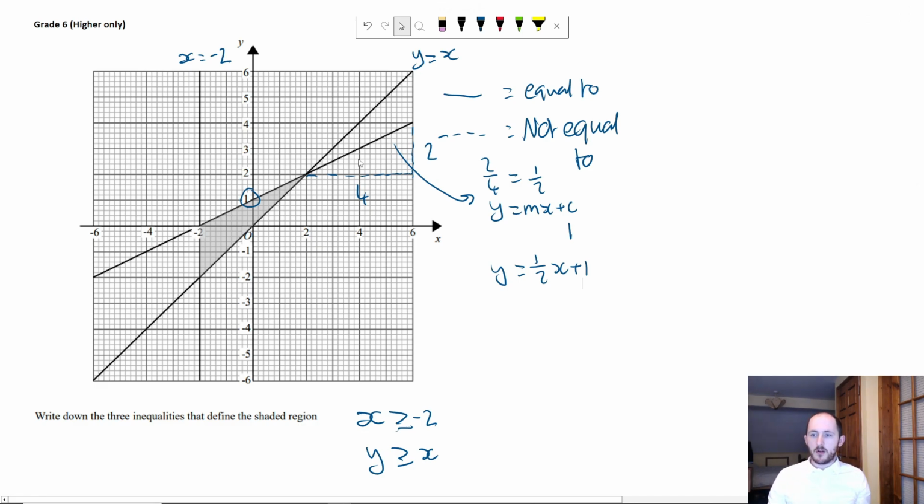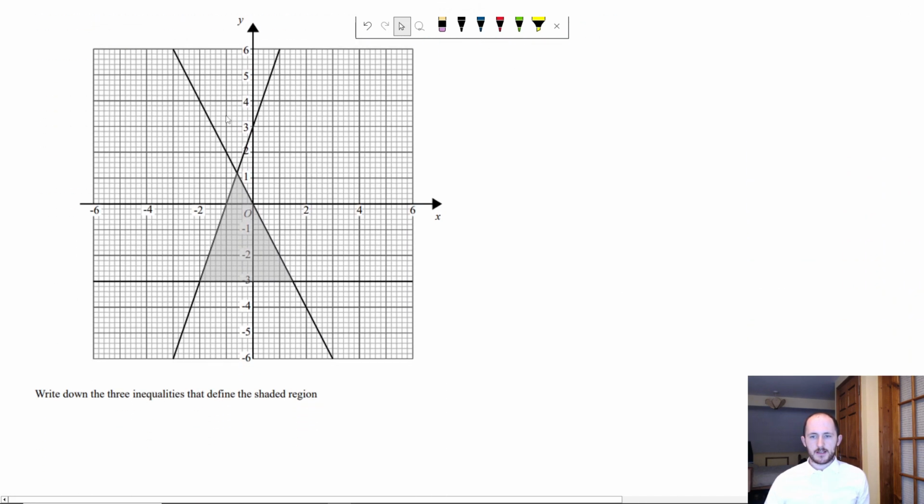Well, it's below that line, so our final one is y less than or equal to 1/2 x plus 1. And again, because it's not dotted, I actually put the equal sign, okay? If it's a dotted line, you would not have this underline here. Cool. Let's do another one.